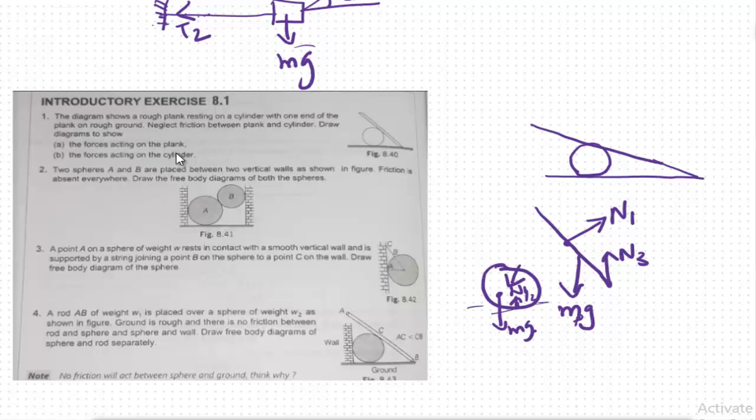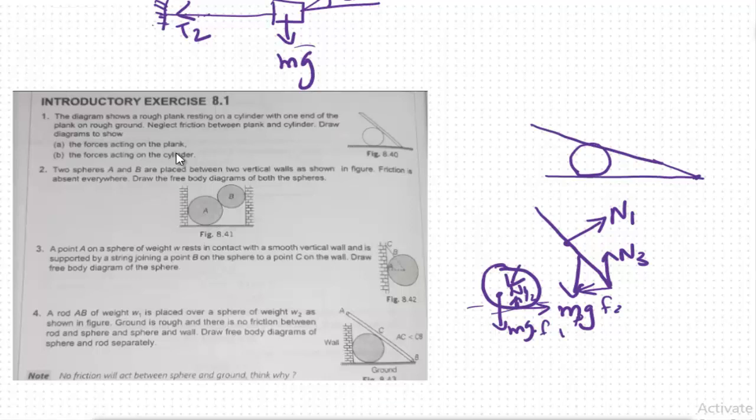Here they are telling us to neglect the friction between the plank and the cylinder. So with friction between the plank and the cylinder neglected, there will still be a friction between the cylinder and the ground. Between the cylinder and ground, a frictional force will be acting in the opposite direction, and from the plank also it will get a frictional force. F1 and F2, so these are the forces which are acting on it.